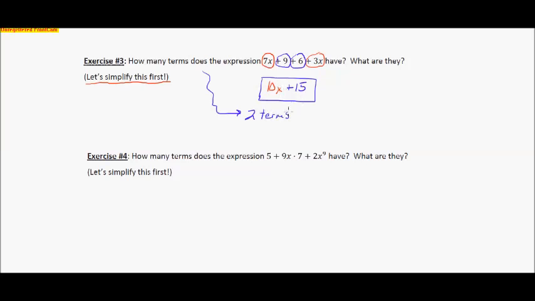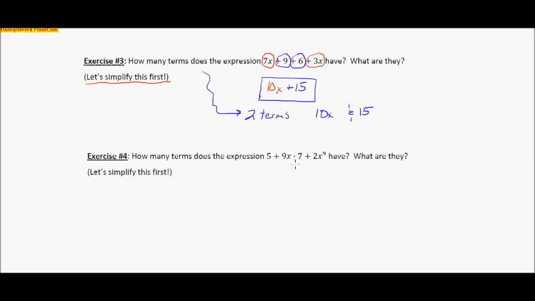And what are they? Well, one term would be 10x and the other term would be 15. Okay, so not too bad. Hopefully you followed that one. Alright, let's try the same thing with this one. How many terms does the expression have?